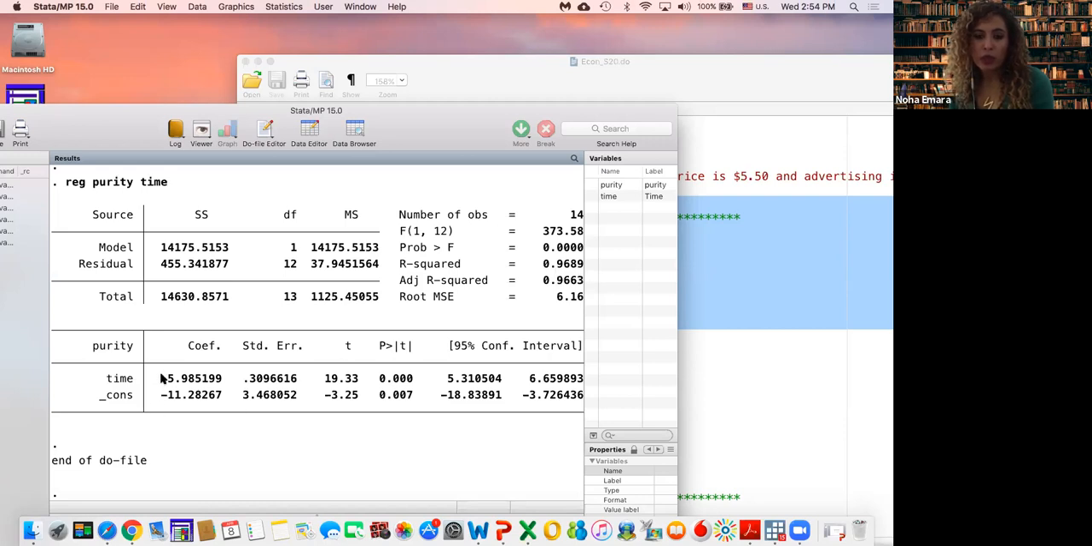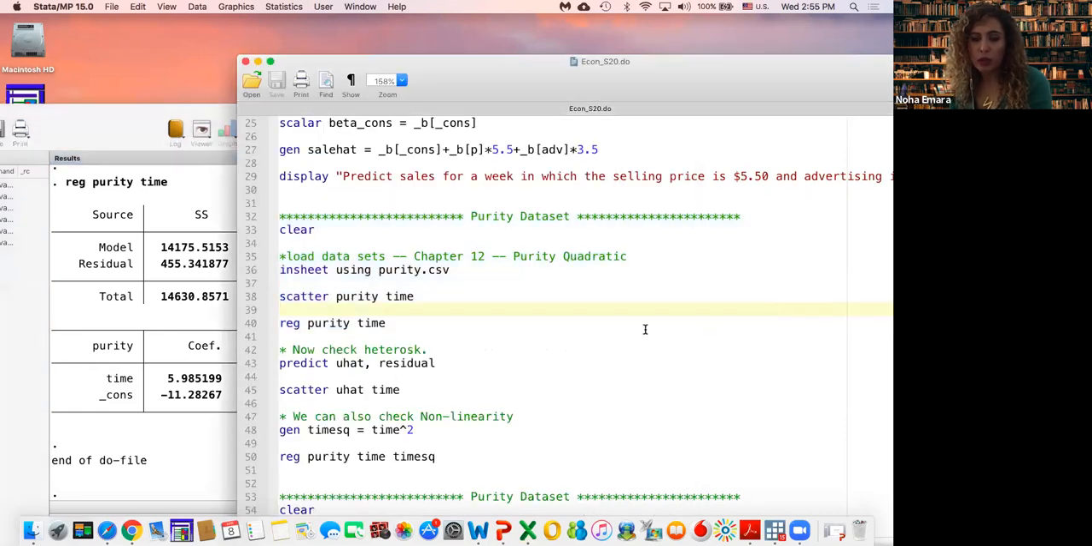What about the statistical significance? This coefficient is telling me that as time increases by 1 unit, the purity increases by 5.98, let's say 5.99 points. And it's statistically significant at all conventional levels because it exceeds the critical value of all the levels, and also there is a 0% probability that the null is true. And also the confidence interval does not include zero. So whether you base your conclusion on this, on this, or on this, you will get the same answer in terms of statistical significance.